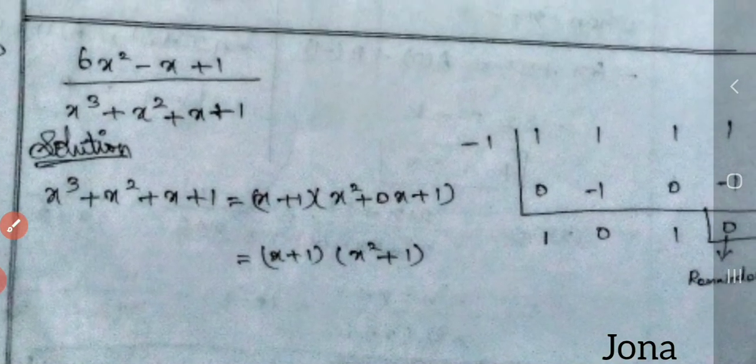And then 10th problem. Look at here. 6x square minus x plus 1 divided by x cube plus x square plus x plus 1. Here at the numerator we have 6x square minus x plus 1. At the denominator we have x cube plus x square plus x plus 1. So the denominator I want to divide into the factors first. Divide into the factors, so that I want to do the synthetic division.